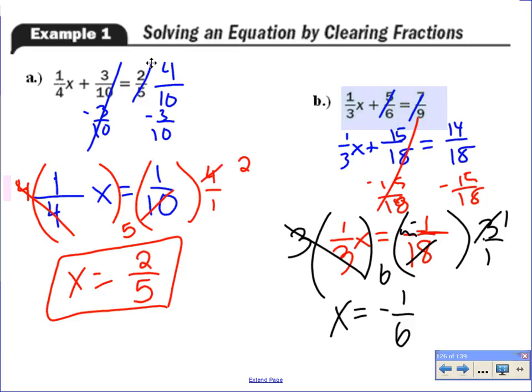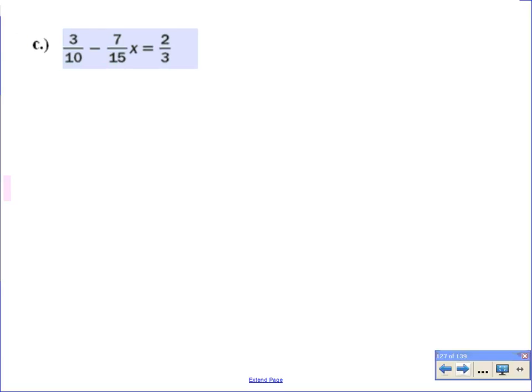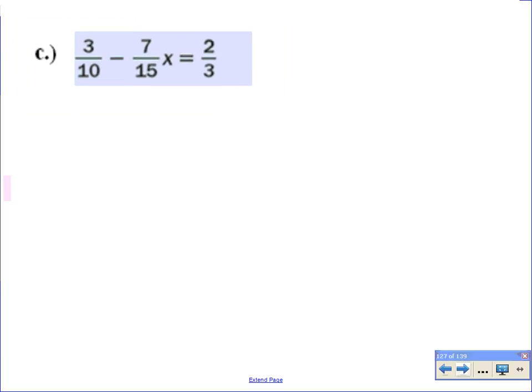Okay, I want to do one more with you guys. So let's look at letter C, and then I'm going to have you start working on your homework. Gia, why don't you just get up and pick it up, please? Okay, letter C is a little tricky, so try to kind of stay with me on this one.